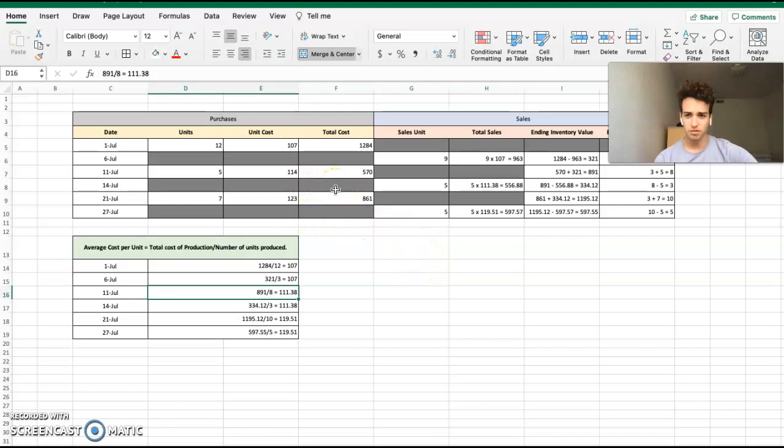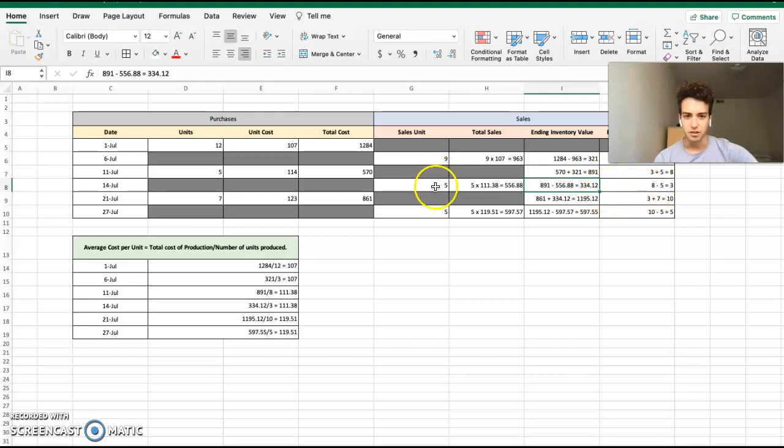For July 14th, we sold 5 units. And so we'll do 5 times 111.38, which was our previous average cost. So multiply 5 times 111.38, and that will give us 556.88. And so what we'll do is take that ending inventory from our last date, from the 11th, and subtract 556.88, and that will give us 334.12.